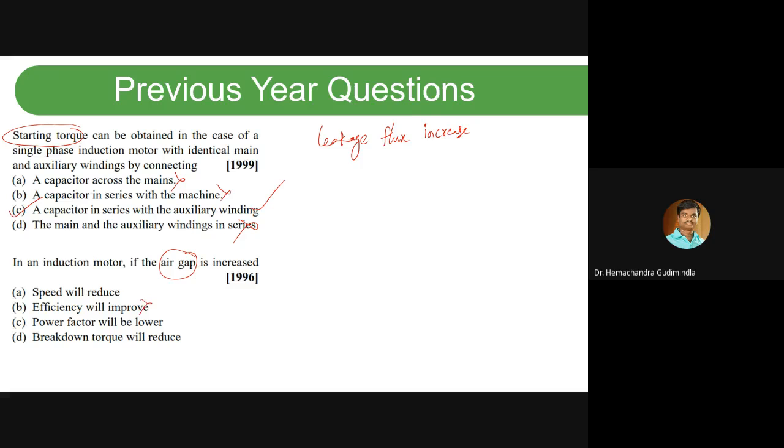Efficiency won't improve, speed won't reduce. So power factor will be lower, breakdown torque will be reduced. So both options are correct. Power factor will be reduced because of more air gap.